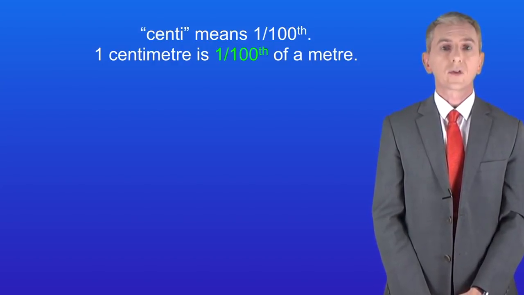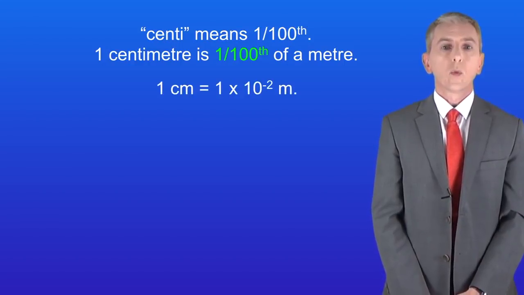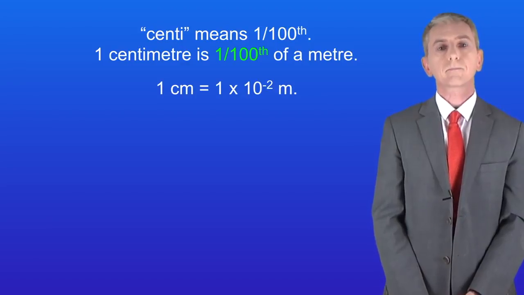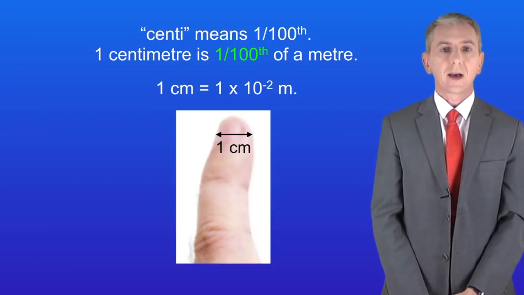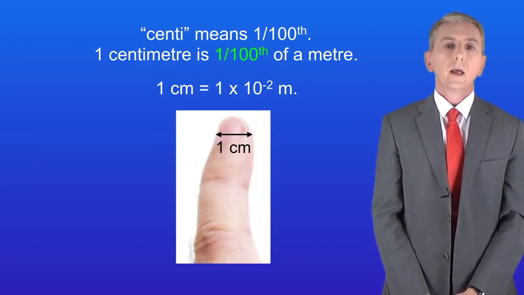Now, scientists often use standard form, and you could be expected to use that in your exams. 1 centimeter is 1 times 10 to the power of -2 meters. Just to give you an idea of the size of that, the width of your little finger is around 1 centimeter. Now again, in biology, 1 centimeter is large.